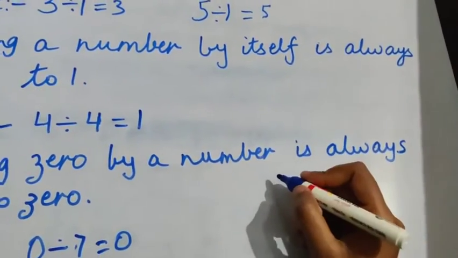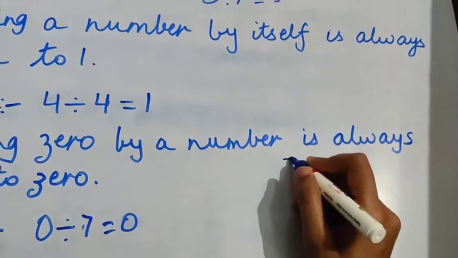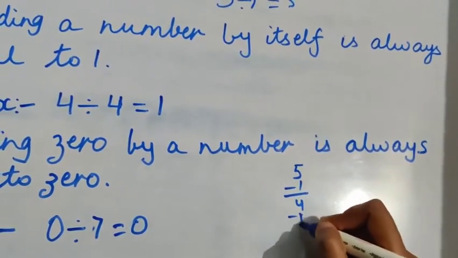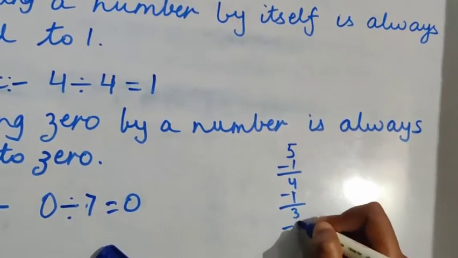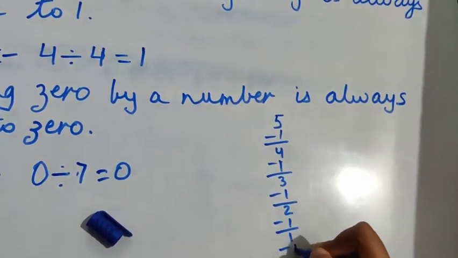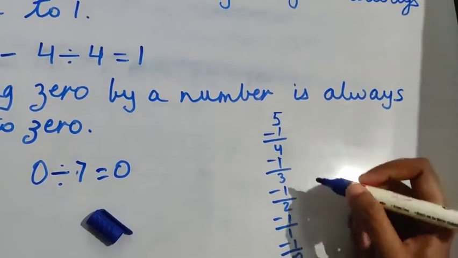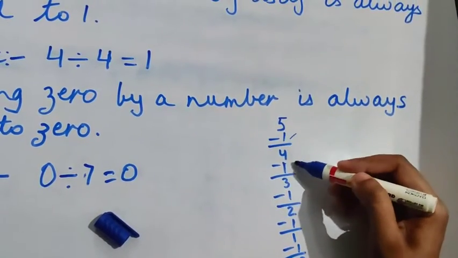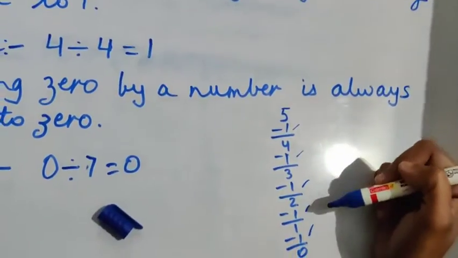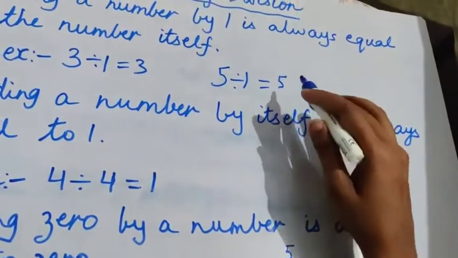See how I am doing this division by repeated subtraction. Okay, here is 5. So 5 minus 1 is 4. Minus 1 is 3. Minus 1 is 2. Minus 1 is 1. Minus 1 is 0. Yes? So how many times? 1 time, 2 time, 3 time, 4 time, 5 time. What is the answer of it? 5. Right? So 5 we have got.